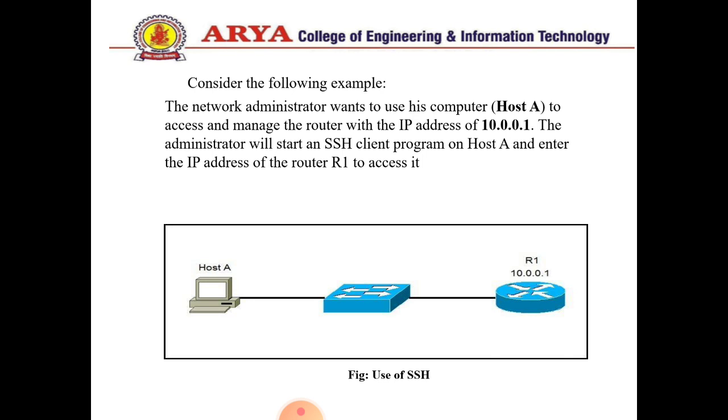Suppose here is an example. A network administrator wants to use his computer, which is denoted by host A in this diagram, to access and manage the router which has the IP address 10.0.0.1. The administrator will start an SSH client program on host A and will enter the IP address of the router R1 to access it.